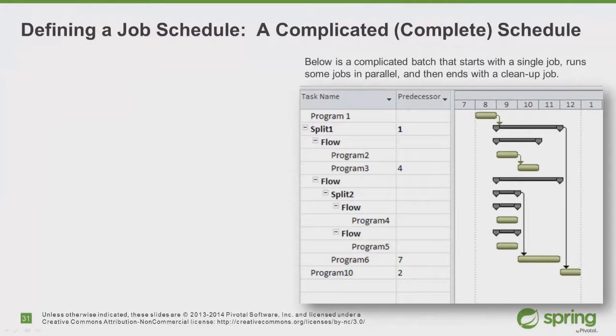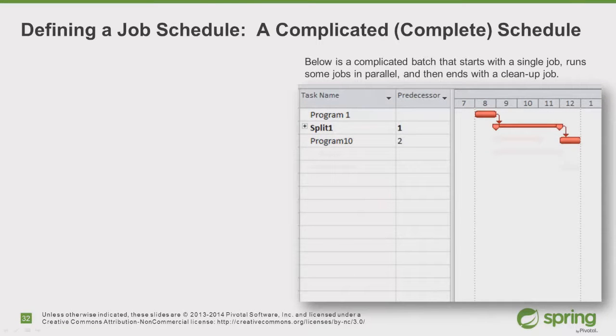Okay, so let's look at a complicated schedule. And this one will be pretty complete, so it's going to be rather complicated for us to walk through here. Below on the right again is a project plan. It's the same one we've been looking at. And you can see that it is for a single batch job, a single batch stream that starts with a single job called program 1, runs some jobs in parallel, and then when they're done, ends with a follow-up job.